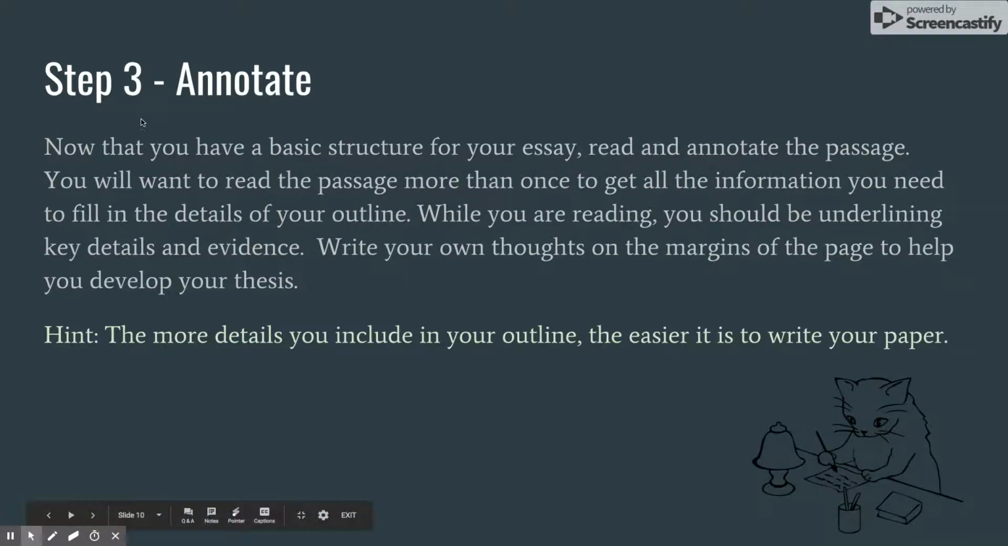Step 3 involves annotation. Now that you have a basic structure for your essay, read and annotate the passage. You will want to read the passage more than once to get all the information you need to fill in the details of your outline. While you are reading, you should be underlining key details and evidence. Write your own thoughts on the margins of the page to help you develop your thesis. A helpful hint: the more details you include in your outline, the easier it is to write your paper.